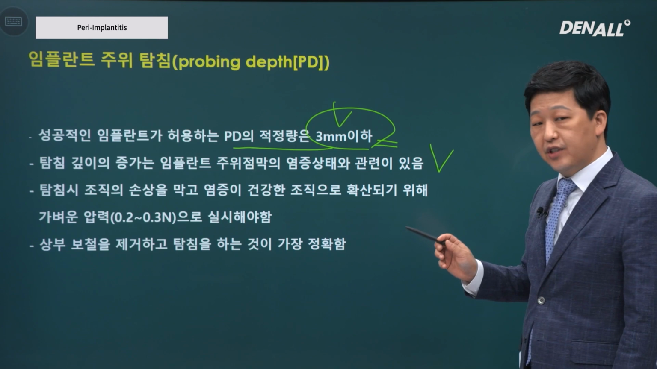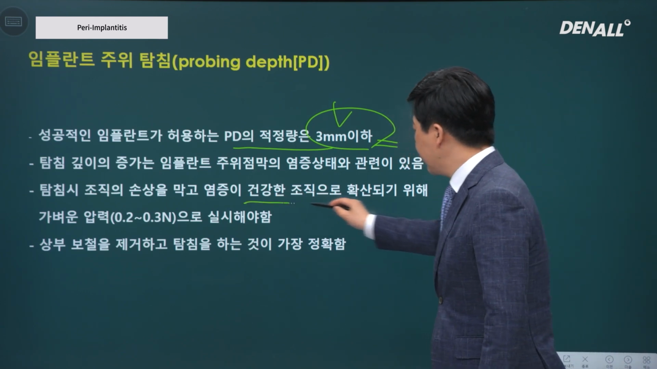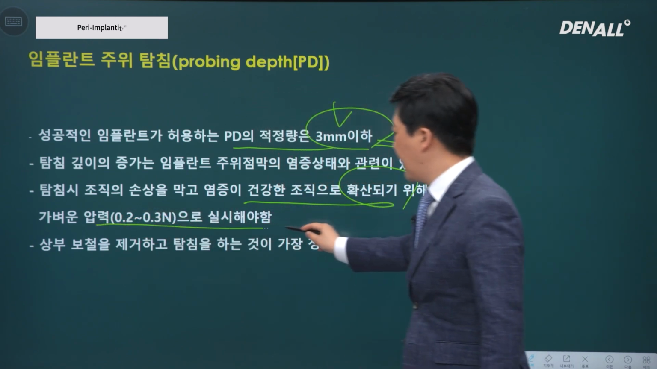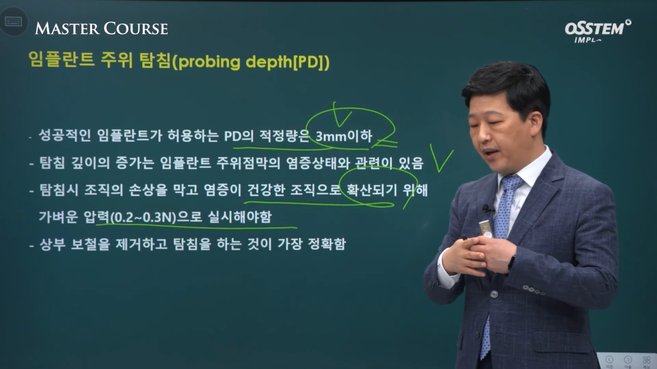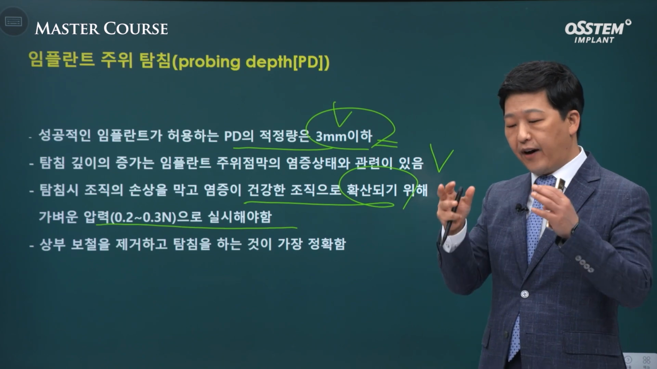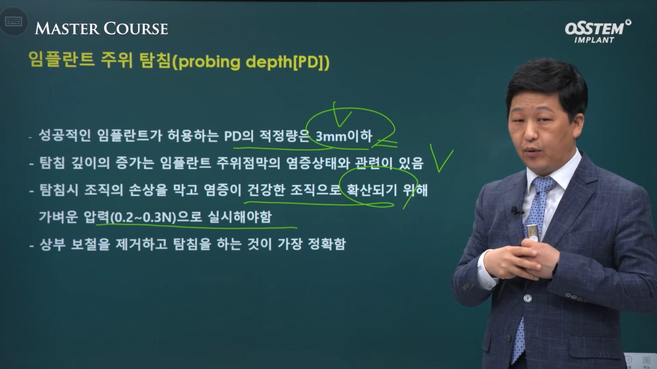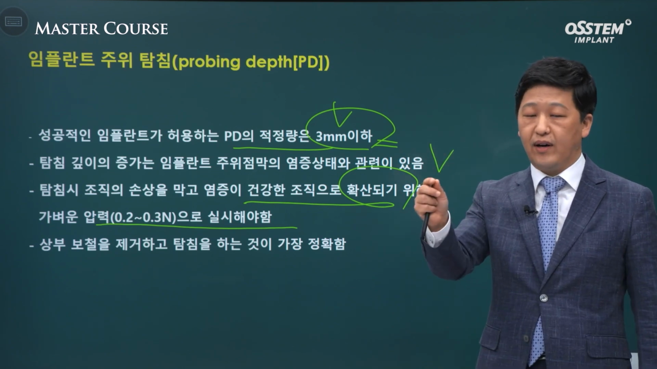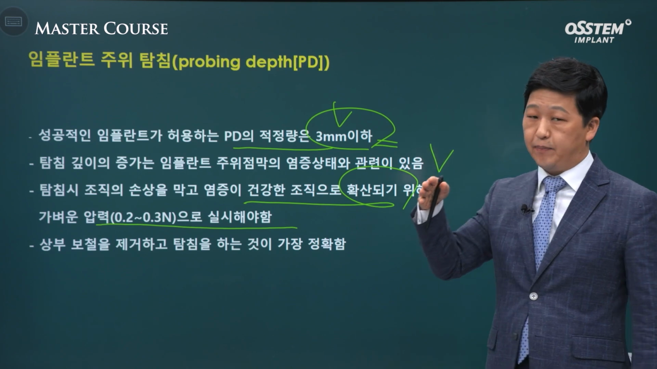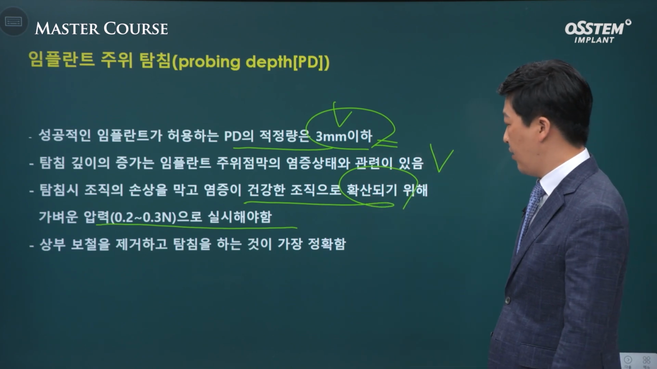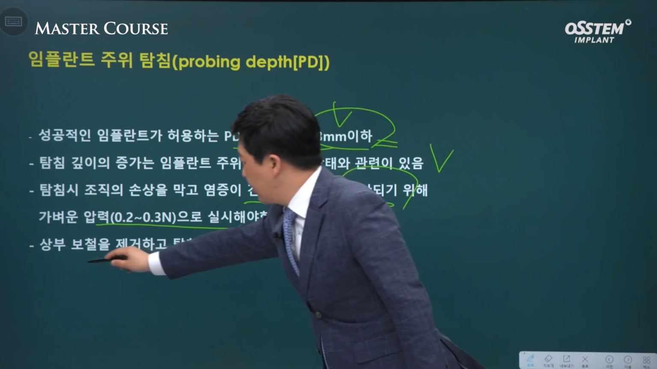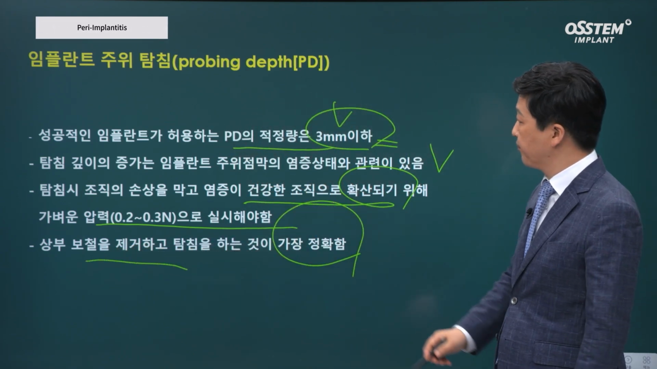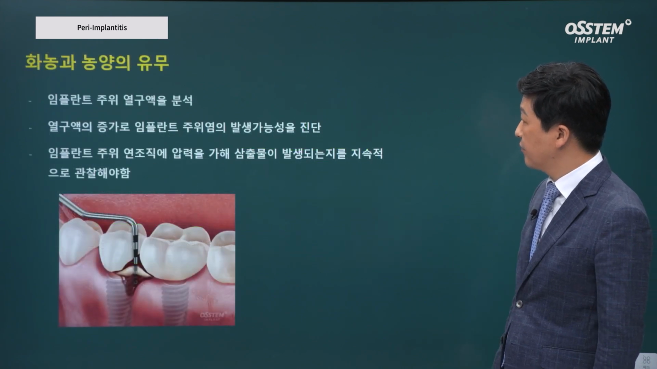Upon probing, we need to prevent damage to the tissue and we need to prevent inflammation spreading to healthy tissue. Therefore, light force needs to be applied. The peri-implant mucosa is loosely knit, and this has already been mentioned. If you apply the same amount of pressure as you would with a natural tooth, there is a possibility that you would probe up to the alveolar bone. And probing after removing the superior prosthesis would be more accurate.